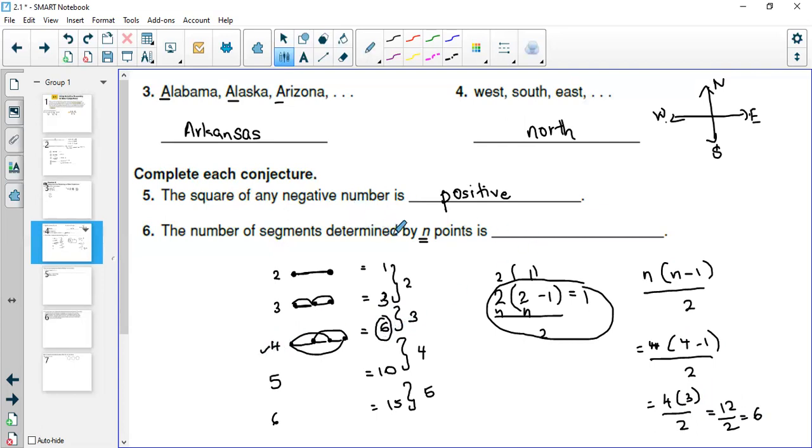So the number of segments determined by n endpoints is n times n minus 1, divided by 2. You can use this anywhere to find out, for however many points there are, how many segments will be formed. Even if you want to find out for 10, instead of drawing 10 points, you could simply replace n with 10 and find out how many segments there will be. So this is going to be 10 times 9, which is 90, divided by 2, 45. So there will be 45 segments if there are 10 points. Hopefully this is clear. Try to do it again by yourself, and you will understand what you have to do.